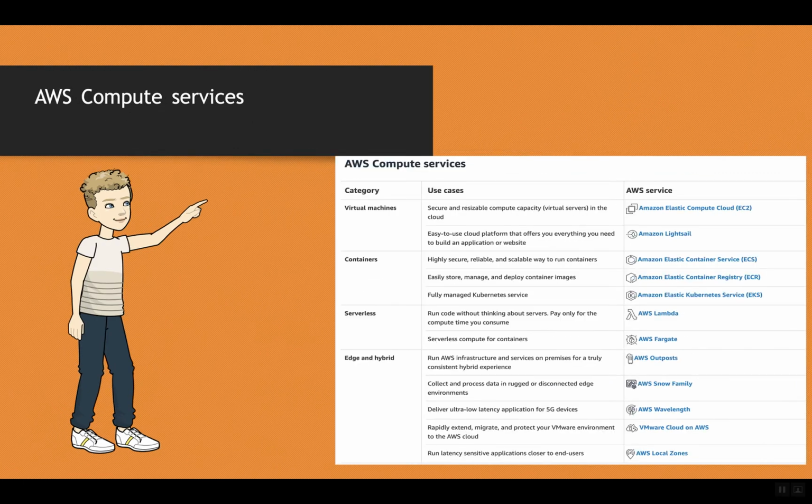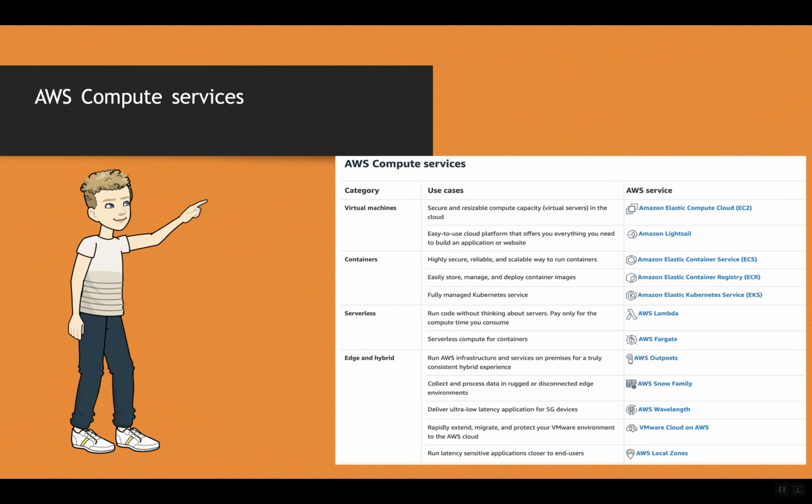So if you want a virtual machine, you go for EC2 or Amazon Lightsail. If you want containers, you go to the Amazon Elastic Container Service, ECS, Amazon Elastic Container Registry, which is ECR, and then you need Amazon Elastic Kubernetes Service, which is EKS. If you need serverless, you go to AWS Lambda, AWS Fargate. Edge and hybrid, you can go to AWS Outposts, AWS Snow Family, AWS Wavelength, VMware Cloud on AWS, AWS Local Zones.